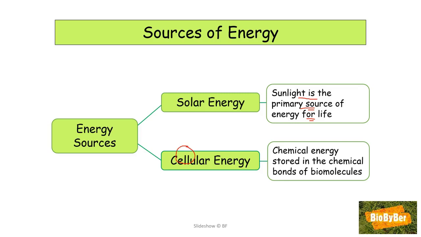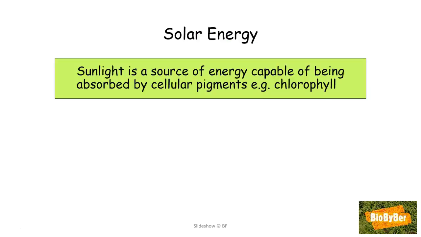Cellular energy, found in cells, is chemical energy. It is the energy stored in the chemical bonds of biomolecules. Biomolecules are molecules or chemicals found in living things. So, chemical energy is the energy stored in the chemical bonds of these chemicals that are found in living organisms.